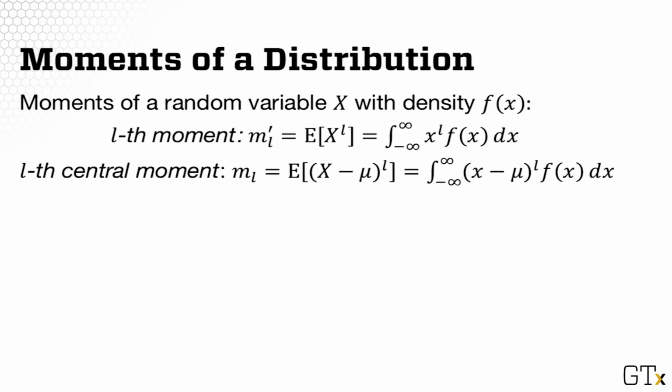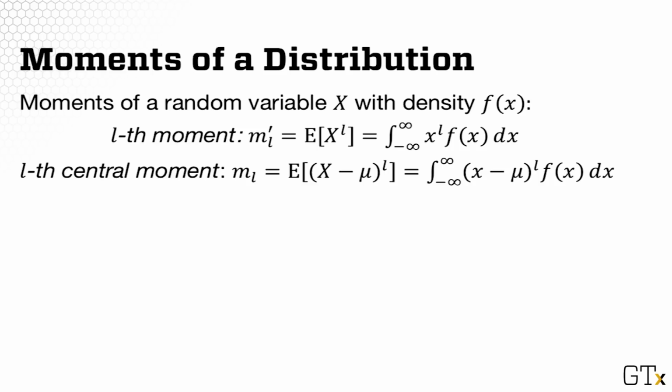What are the moments of a distribution? For a random variable x with density function f of x, the nth moment of the distribution of x is the expectation of x to the nth power, or the integral of x to the power n times the density function. Similarly, we can define the nth central moment, which is the expectation of x minus the mean of x to the power n.